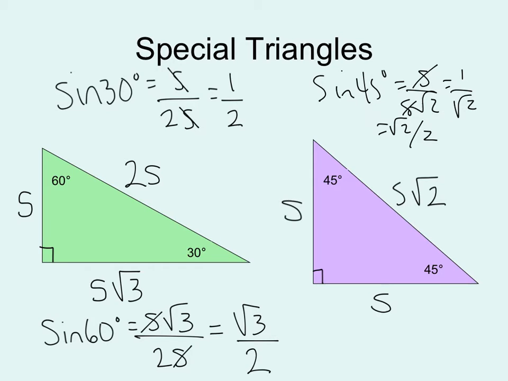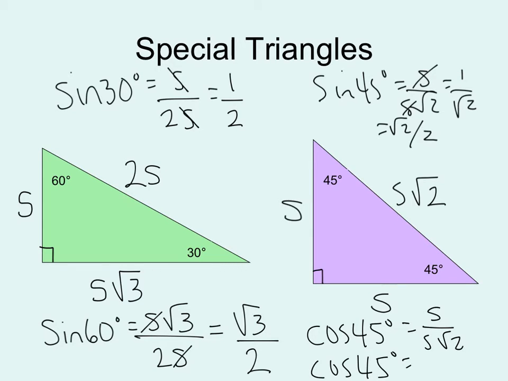And if I now find the cosine of 45 degrees, you can stand at either angle, the cosine of 45 degrees would be adjacent over hypotenuse, and you can see that it turns out to be exactly the same. So the cosine of 45 degrees would also be S over S root 2, and when I do all of the simplifications, I would end up with the cosine of 45 degrees being root 2 over 2. So both sine and cosine are equal at 45 degrees.